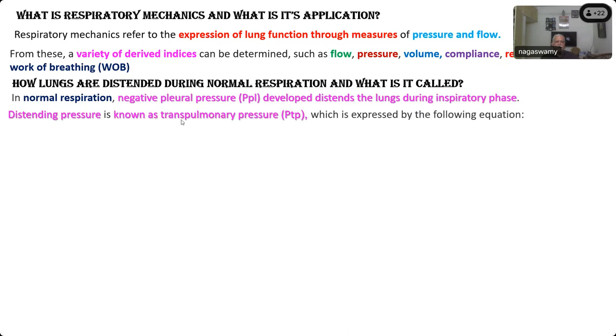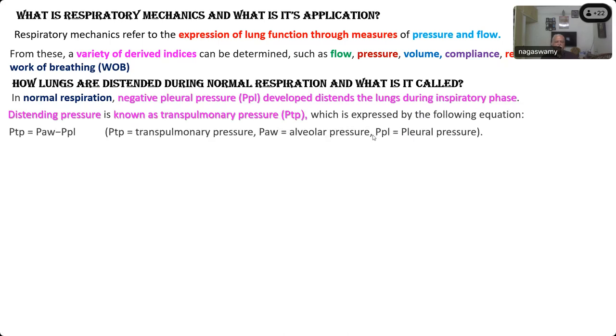Distending pressure is also known as the transpulmonary pressure, which is expressed by the following equation. So how do you calculate the transpulmonary pressure? It is the alveolar pressure minus the pleural pressure. So the pleural cavity has a small space which has a negative pressure. The alveolar pressure minus the pleural pressure is what is called the transpulmonary pressure.